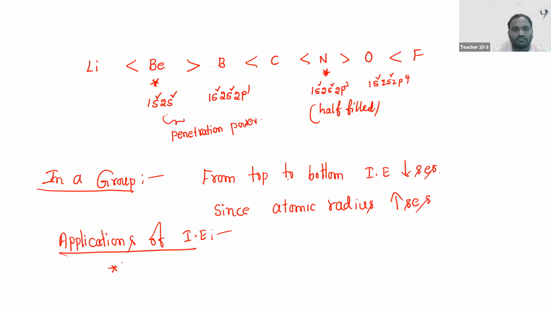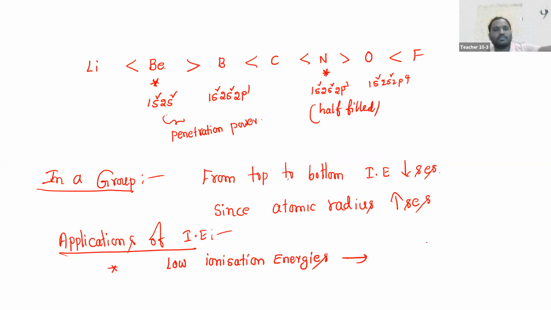First one, metallic: we can find out metallic and non-metallic properties. See students here, do elements with low ionization energies act as metals or non-metals? Elements with low ionization energies act as metals.